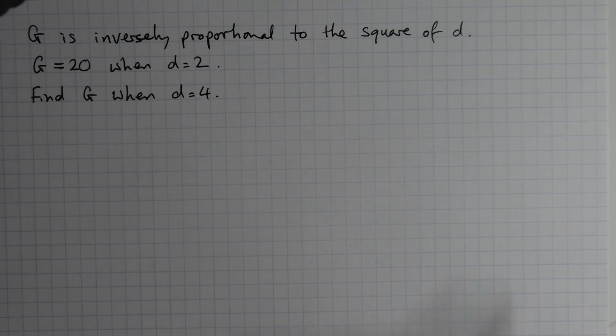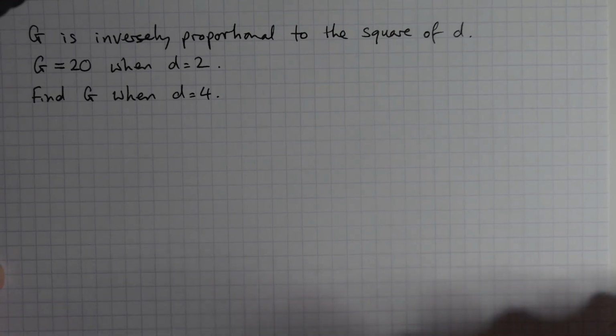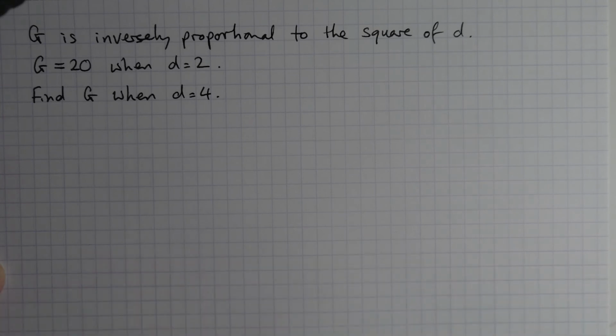Now, there's absolutely no reason why you can't have a mixture of things. So earlier on I showed you what if it's got squares in it, and then I showed you what if it's inverse. Well, you could have both things going on in the same question. There's no reason why not.